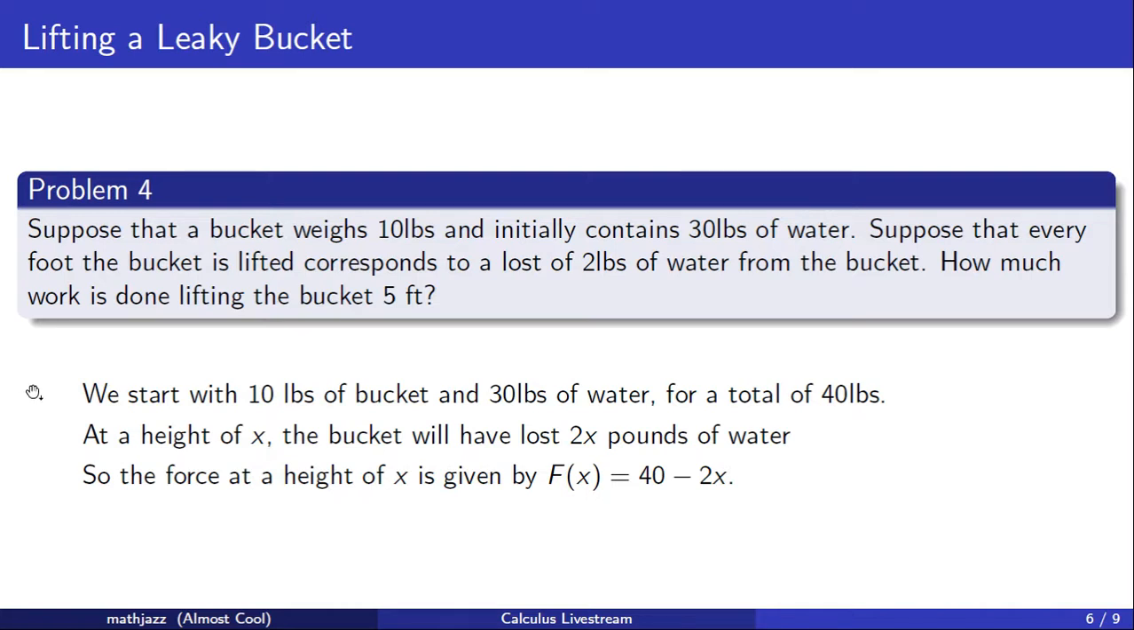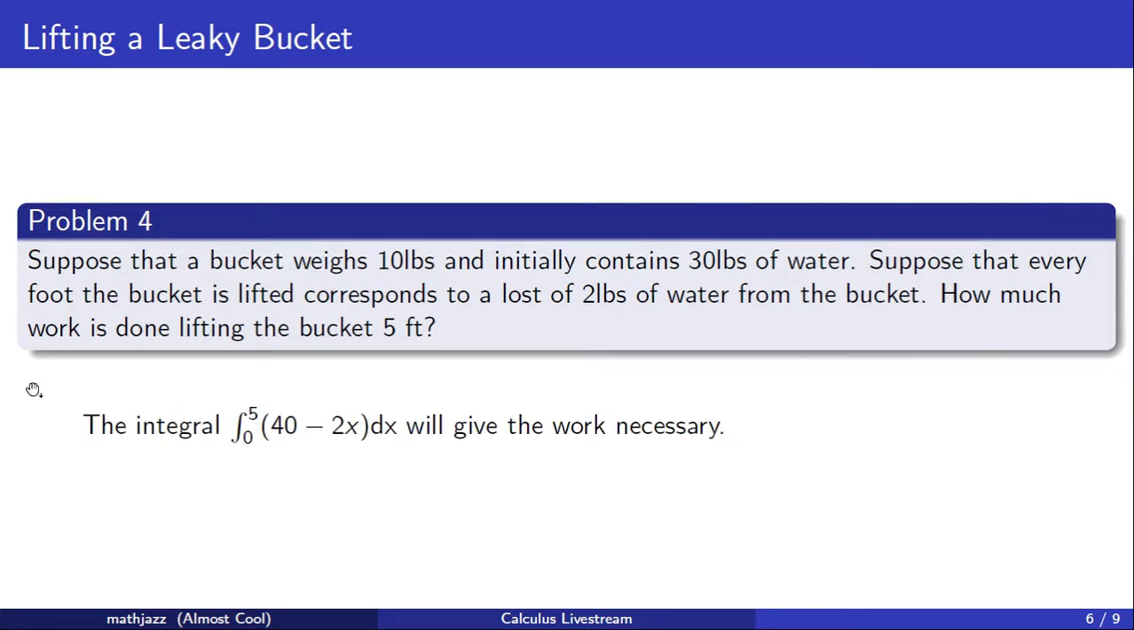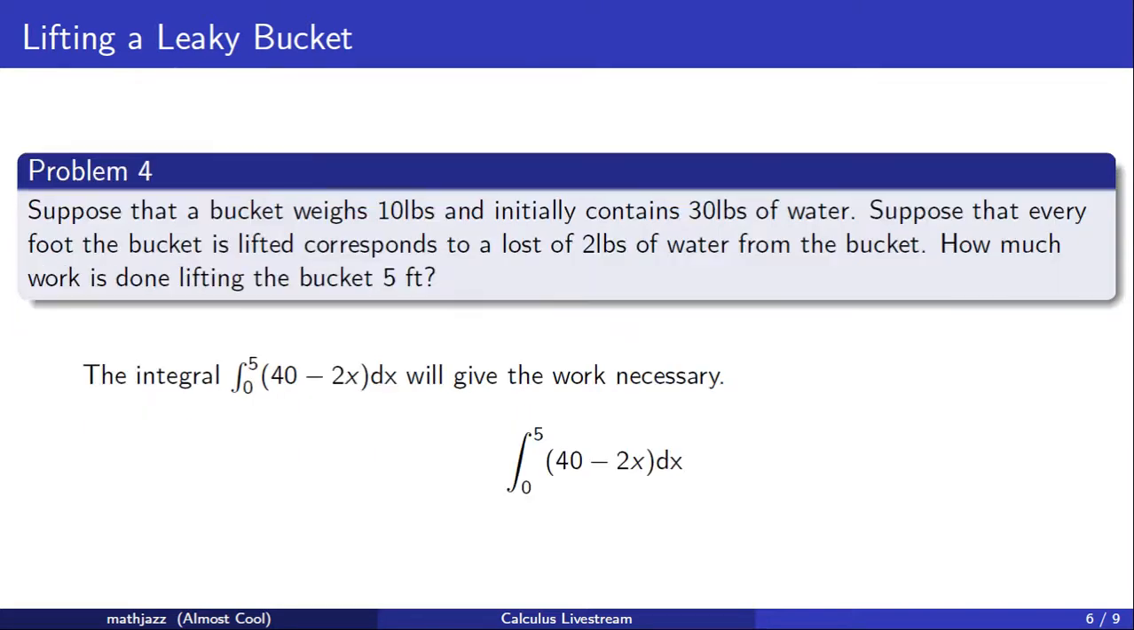Okay, so now we just have to integrate this force function with respect to x. Our endpoints are 0 and 5 because the bucket travels from height 0 to height 5. And the integrand is 40 minus 2x. We find an antiderivative. We plug in our endpoints. And then we simplify. So this takes 175 foot-pounds of work to be able to lift this bucket 5 feet.